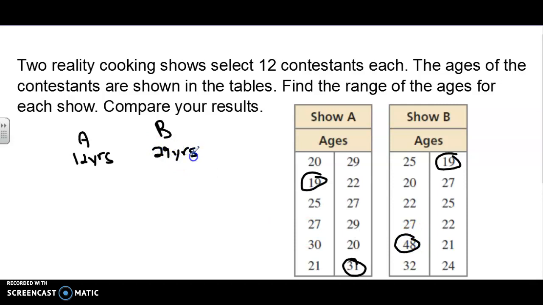Now it says to compare the results, so obviously you could say that show B is more spread out. Range in show A is smaller, so the ages are closer together. If I look at show B, 48 seems to be an outlier, because if you get rid of 48, then the largest is 32, and the range will only be 13. So this outlier is going to affect the range. Outliers also affect the range, just like we talked about on Friday how they affect the average. They won't really affect the median so much, or the mode, but the range and the average they definitely will affect. So this outlier here is going to skew the data in terms of the range.